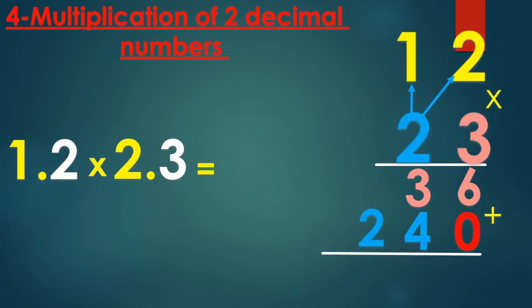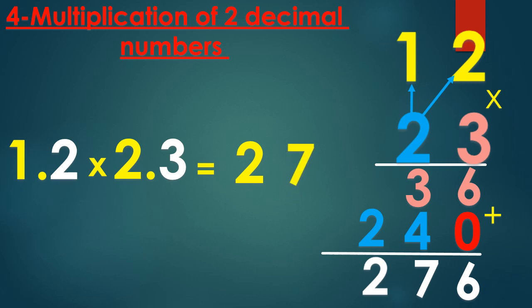We add both lines. 6 plus 0 is 6. 3 plus 4 is 7. The 2, nothing above it, comes down as 2. The answer is 276. Then we find how many numbers after the point. We have 2 numbers. So we count 2 numbers from the right and put the point. The final answer is 2.76.